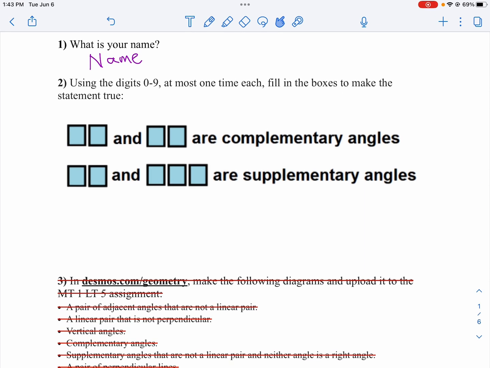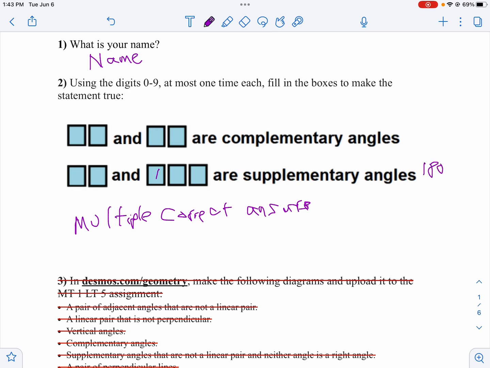Question number 2. There are multiple correct answers here, so you're not going to get just a single answer from me. We'll give you a hint if you're struggling with this one. Notice there are only 3 digits here, and they are supplementary. We know supplementary angles add to 180. There's only 1 digit that can go in this first box, and that's a 1. The rest of it you're going to have to figure out on your own.